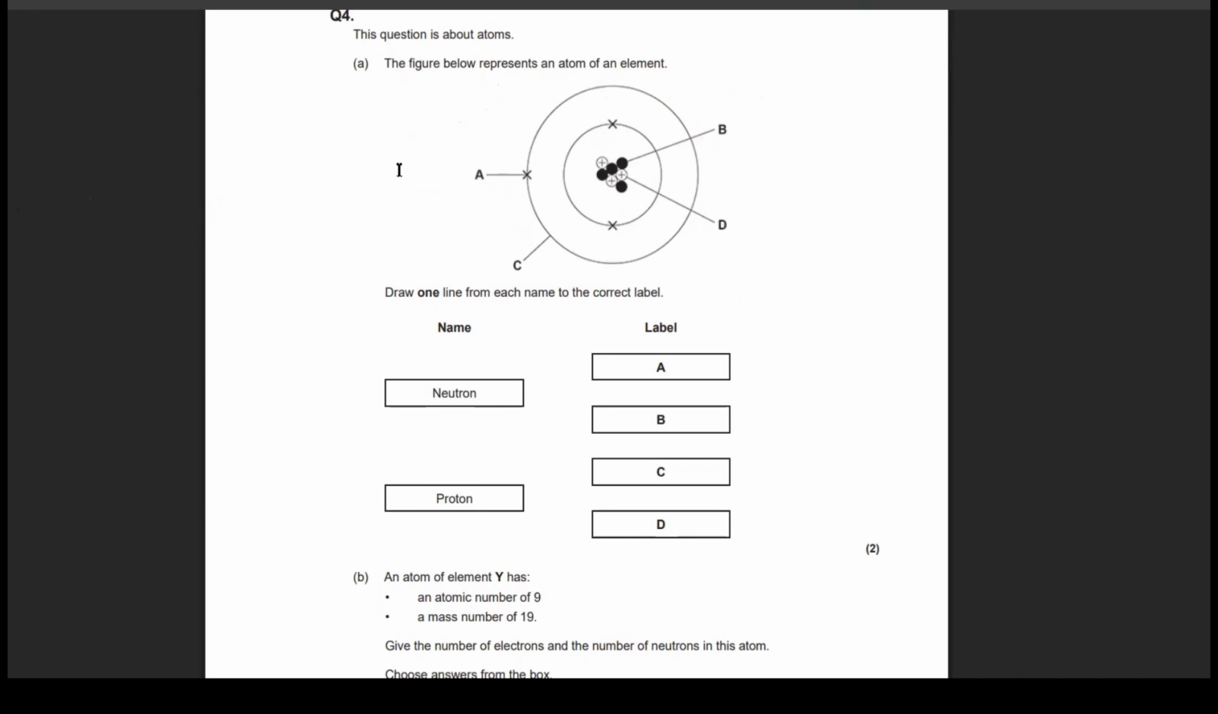So I'm going to go through it. Well, A is an electron. What is B? B is a neutron. How do I know B is a neutron? It doesn't have a plus or minus. D is a proton because it begins with a P and protons are positive. And C is really, it should be called a shell. Some people will allow you to call it an orbital.